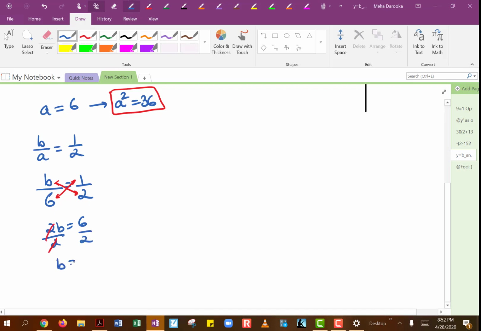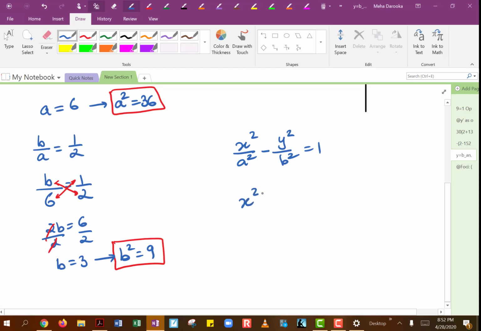So if b equals 3, that means b squared is going to equal 9, right? So if b squared equals 9 and a squared equals 36, we can put our equation together now. That equation will come out to be, again in the general form, x squared over a squared minus y squared over b squared equals 1. So this will now become x squared over 36 minus y squared over 9 equals 1.